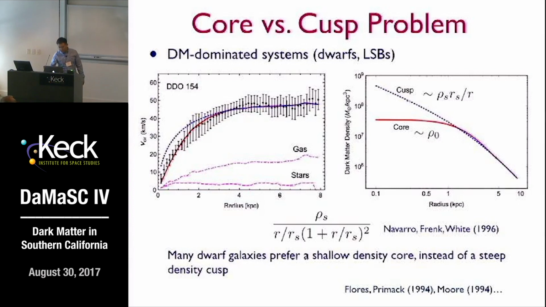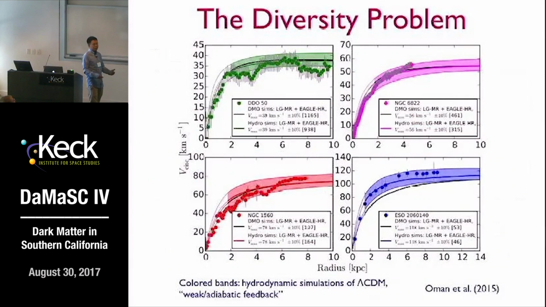But this is not the end of the story, because you do see galaxies which are completely consistent with the lambda CDM prediction. Okay, so this is from Oman's paper. So you see the 4 galaxies, and you see that the colored bands are from hydro simulations of lambda CDM cosmology with some feedback model. So you can see that all these 4 galaxies are consistent with lambda CDM. So what do you do with that? So you see cores, you see cusps. The problem is really the core and the cusp problem, right?